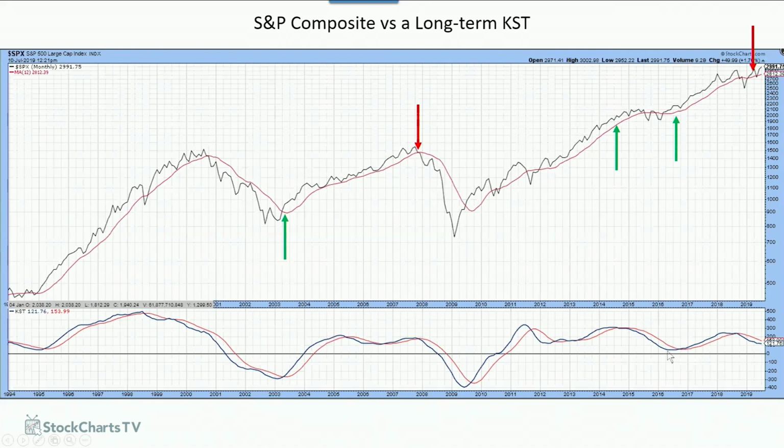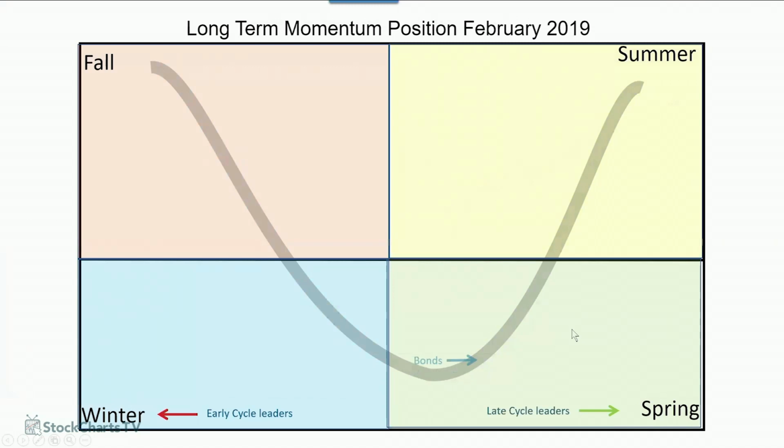So it went really from a fall position just here to a summer position just here, because remember, summer is when it's rising and above zero, and that's what that is. So now we're going to take a look at earlier this year, in February of this year, and see what's happening. And as you can see from the S&P, it was in a declining phase in February of this year, above zero.